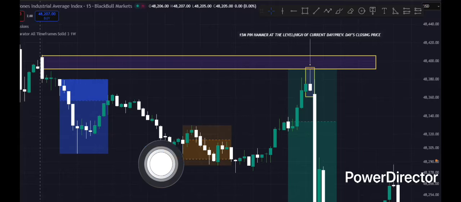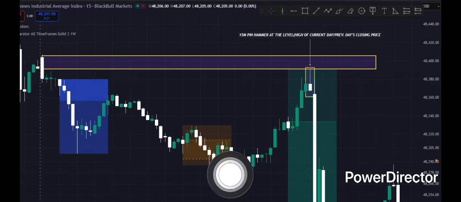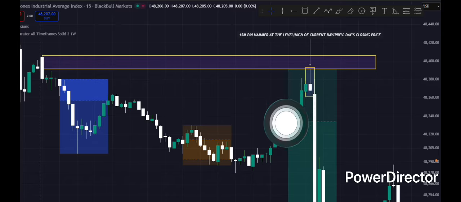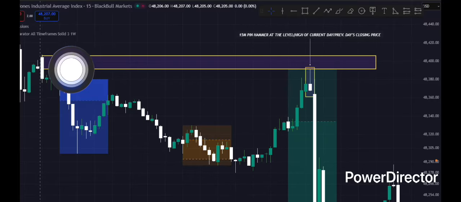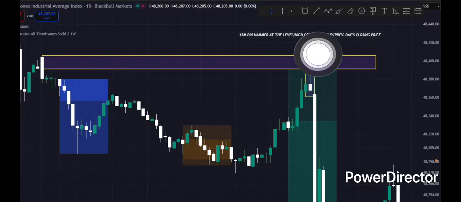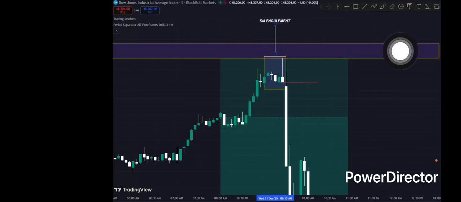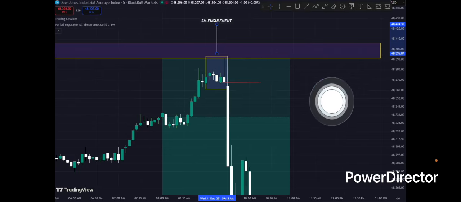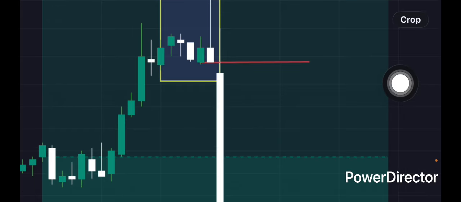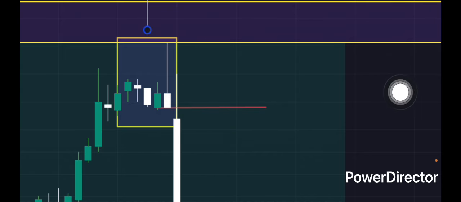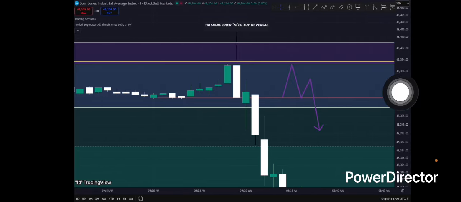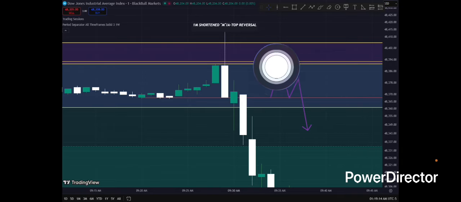The market's making lower lows on the day, lower lows here in London, then it pumps back up into that New York open, that 9:30 timing window, back into that level. We get our pin hammer on the 15-minute chart. On a 5-minute chart, you can see, right, we have this engulfment right here, okay? And on a 1-minute chart, we have this shortened M formation.